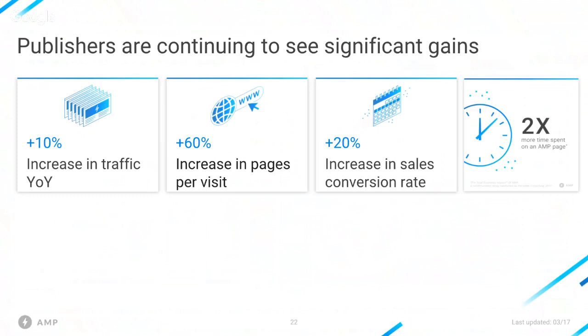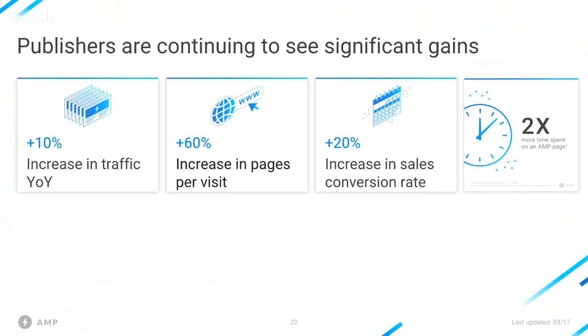But the good news is that we are happy to report that on average, there is a 10% increase in traffic year on year for those that implement AMP. And we see a 60% increase in pages per visit, which is a good retention metric. And for those of you who are in e-commerce, you'll be happy to hear that there's a 20% uplift in sales conversion rate for AMP pages. And consistently for all these websites that are using AMP, we see an average of 2 times more time spent on the AMP pages.